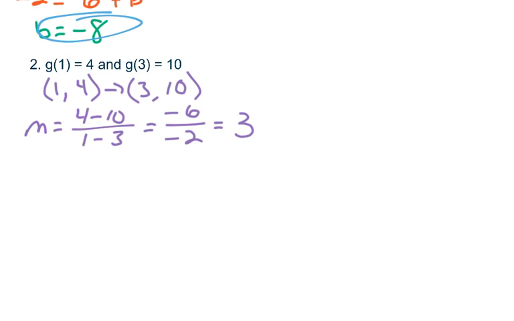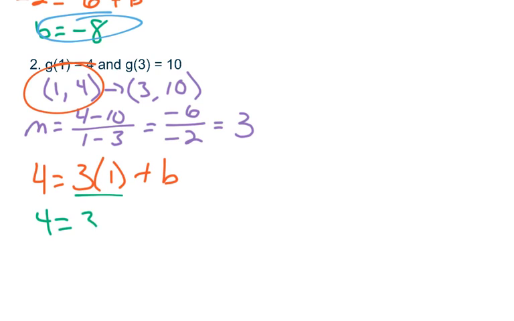So once I've got my slope, I can find my b. I'm going to plug everything in. I'm going to use the smaller point. So 4 equals my slope of 3 times my x value of 1 plus b. Let's solve for b. 3 times 1 is 3 plus b. I'm going to subtract 3 from both sides.